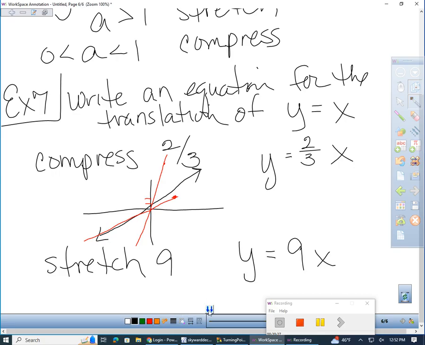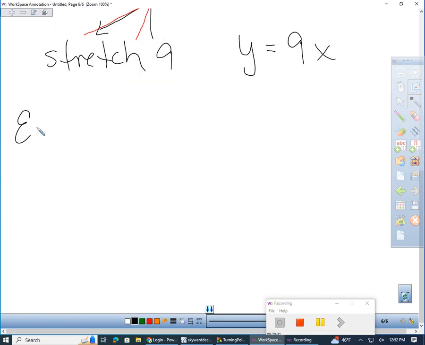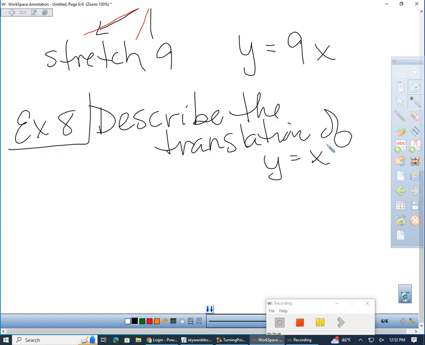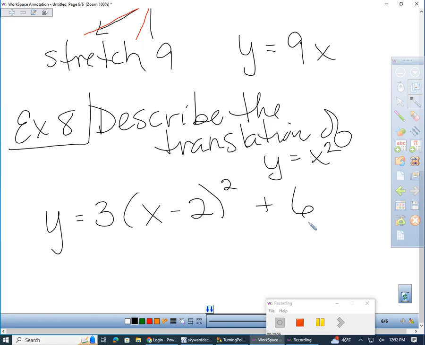Example number 8. I promise I'm almost done. Example 8. Now I want you to put it all together. Describe the translation of y equals x squared. All right, you ready? We have y equals 3 times (x minus 2) squared plus 6. So we're going to start at the beginning right here. That a value in front is bigger than 1, so this is a stretch. So we're going to say stretch 3.